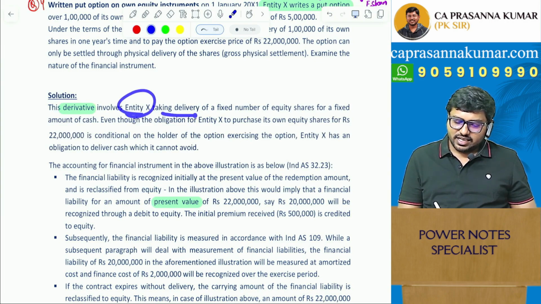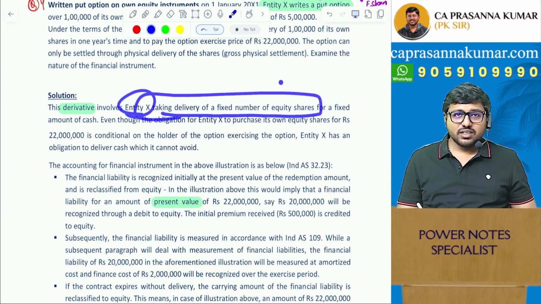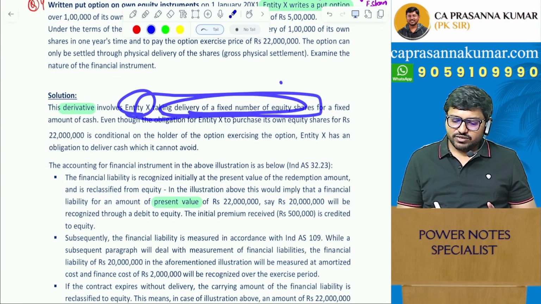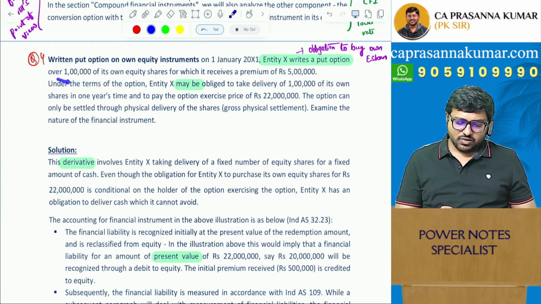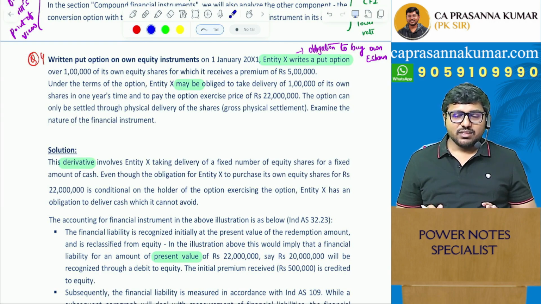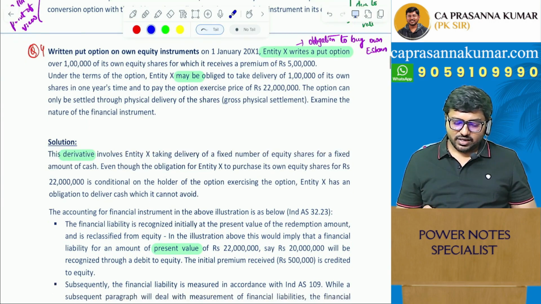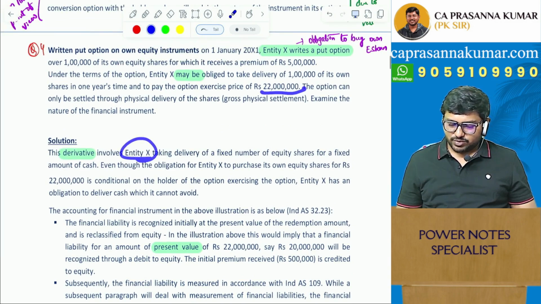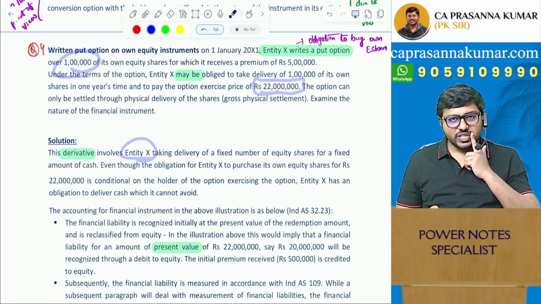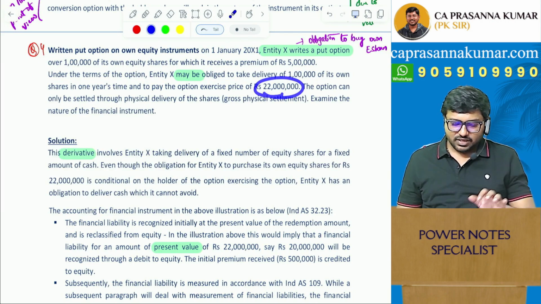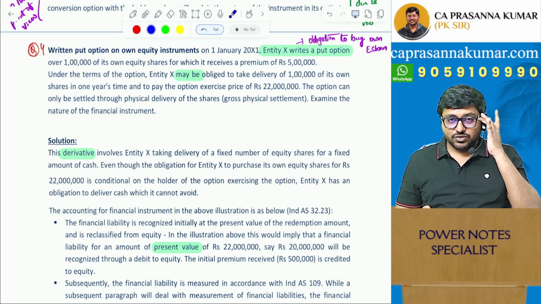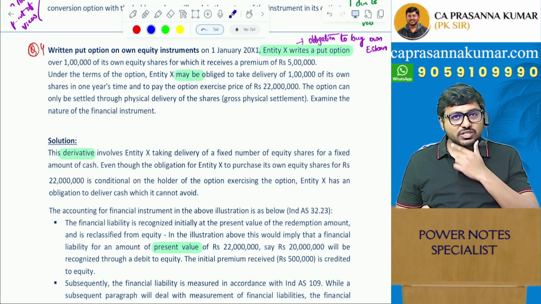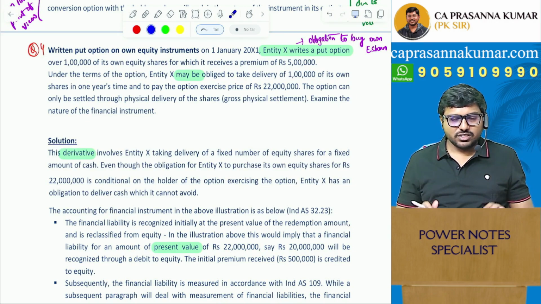Entity X taking delivery of a fixed number of equity shares, is it 100% probable to happen? Taking delivery of a fixed number of equity shares means what? Whatever the 1 lakh commitment that they have made, this is not a future contract where 100% it will happen. This is an option, where entity X has to pay this much money and take the fixed number of equity shares, where the money is fixed and the number of shares is also fixed. It is satisfying the fixed to fixed test only. But the point is, is it 100% sure? No. It can happen or it may not happen. That is the first point you guys need to understand.